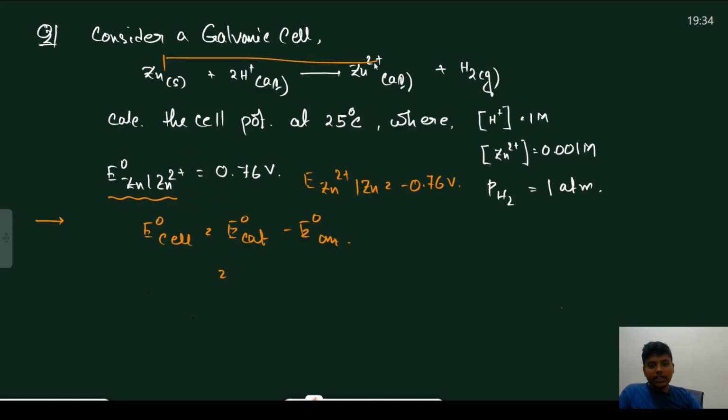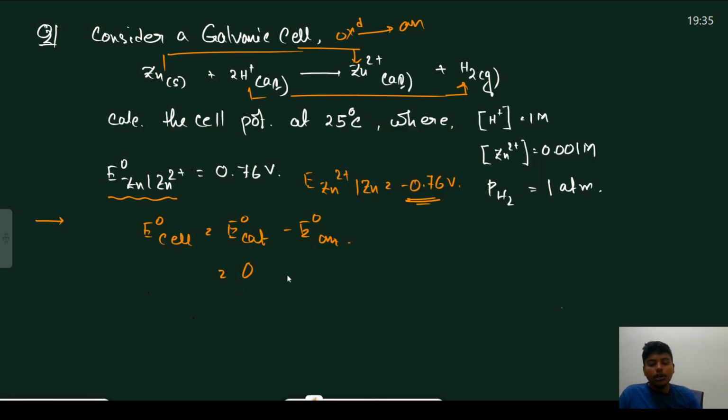This zinc to zinc 2 plus is oxidation. So oxidation means anode. So this will act as the anode, and the cathode is H plus to H2. What is the E naught value of this? 0. So 0 minus minus of 0.76. So what is the E naught cell value? 0.76 volt. Clear, understood or not?